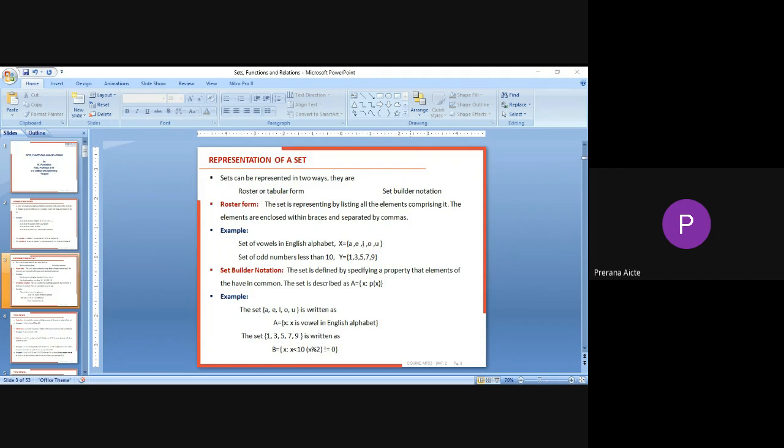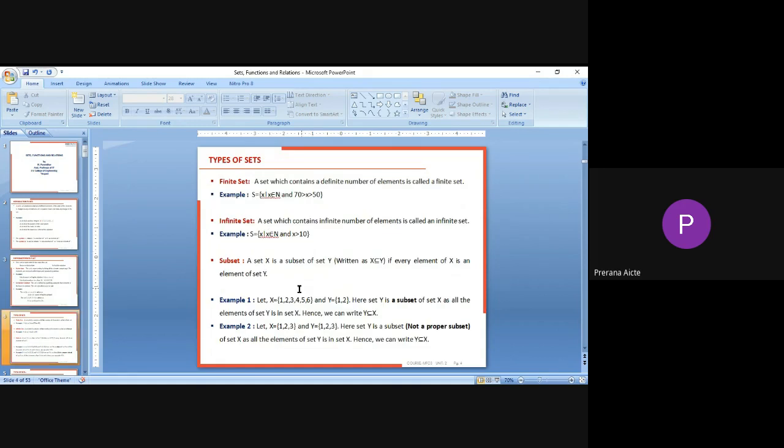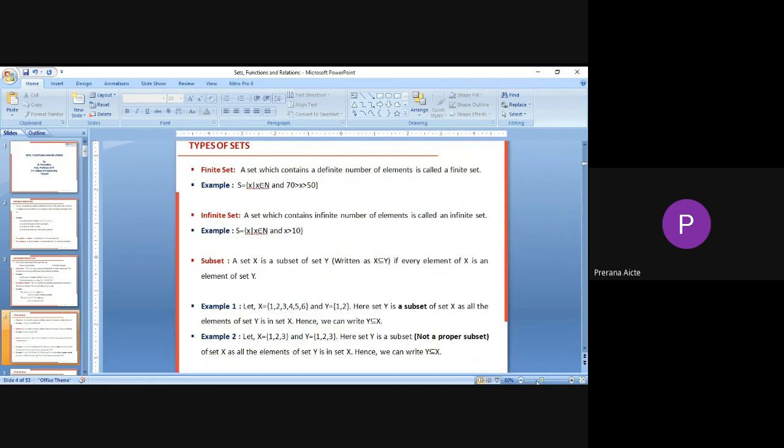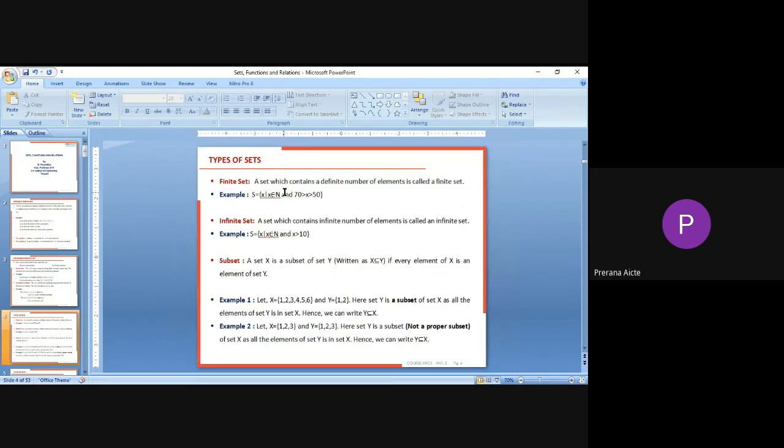Next, there are different types of sets. The first one is the finite set. A finite set means a set which contains a finite, definite number of elements. For example, if we consider numbers from 50 to 70, those numbers are limited within that range, so 20 elements will be there. So that is a finite set.